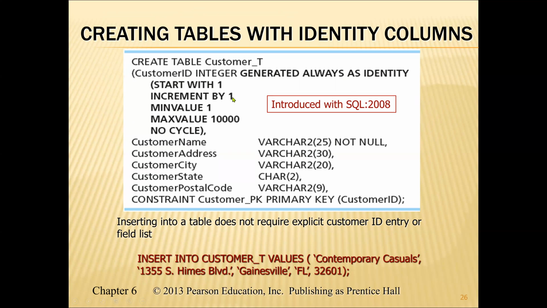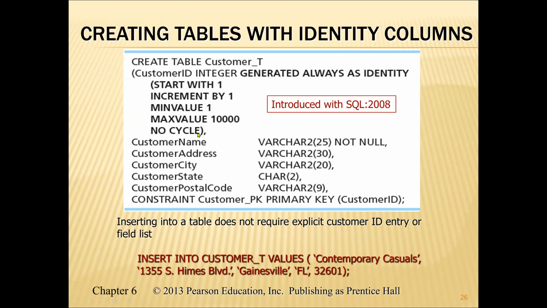Now, if I say I will increment it by 2, it means the next value will be 3, the next value will be 5, and so on. But here we're incrementing by 1. Then the minimum value should start at 1. We don't go more than 10,000, so the maximum value will be 10,000.